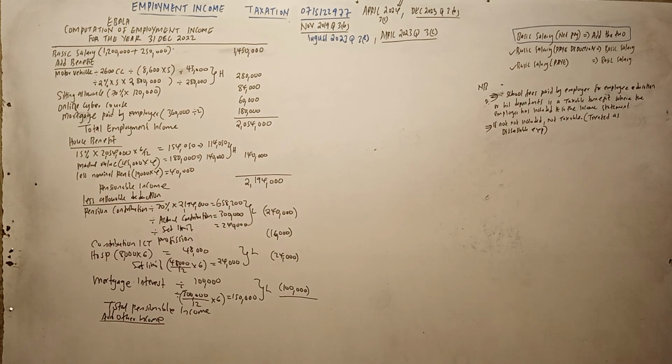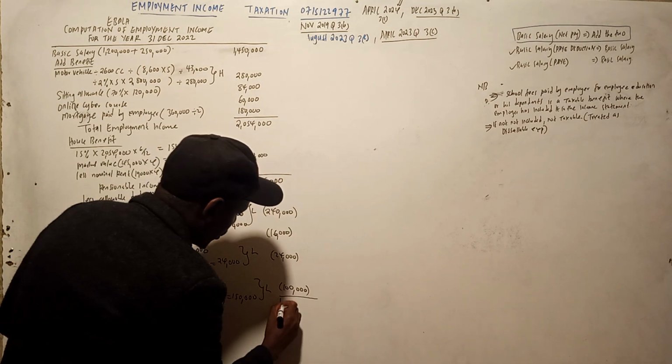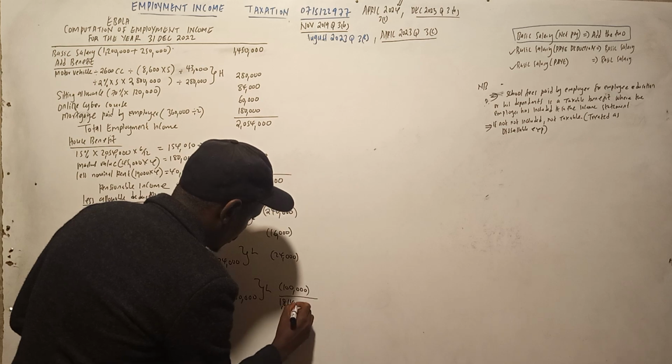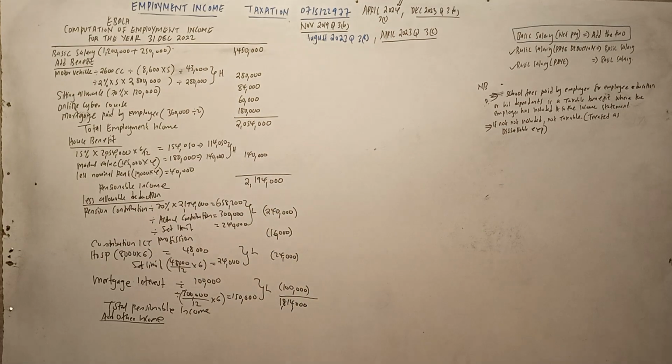Now before we add other incomes, let us find: 2194 minus 240 minus 16 minus 24 minus 100, that gives 1814,000. So we can now add other incomes.